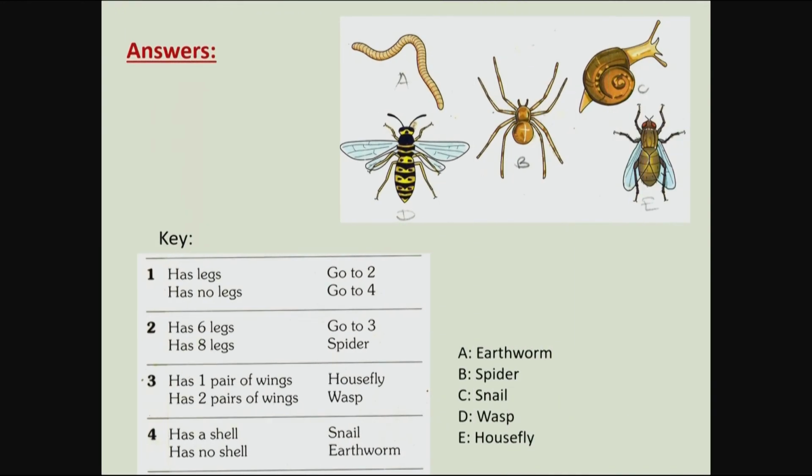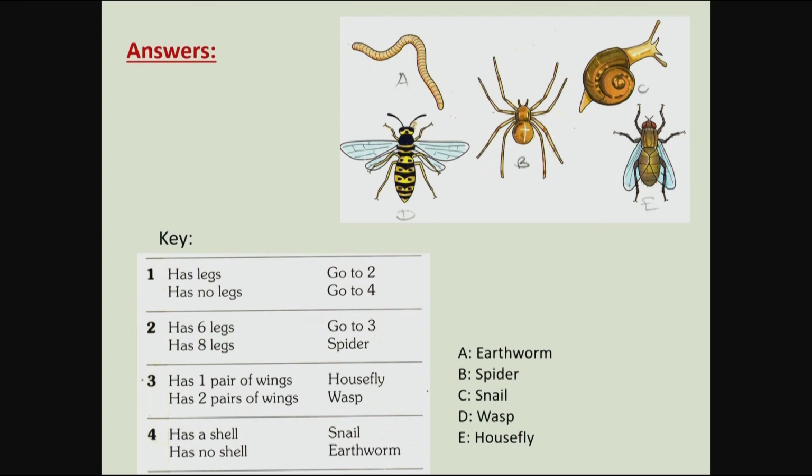Now, let's see whether you got all the answers correctly. If you used the key correctly, you'll find that animal A, as we did earlier together, is an earthworm. Animal B is a spider, C is a snail, D is a wasp, and the last one, E, is a housefly. So it's important to use the picture of the animals, and the key gives you the description of those particular animals plus their names.